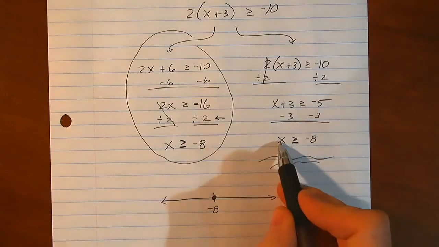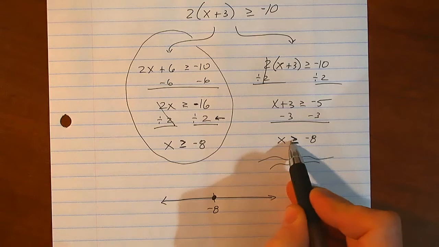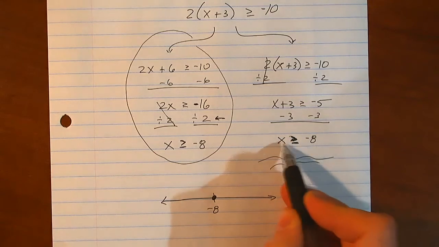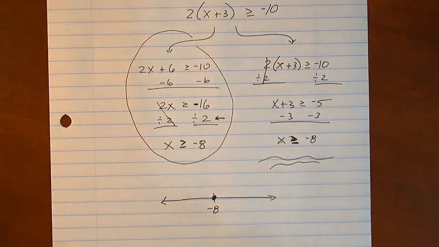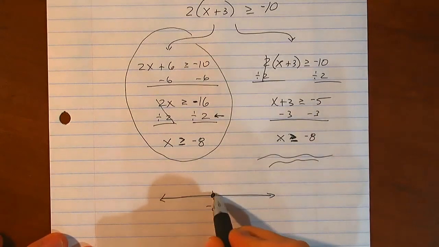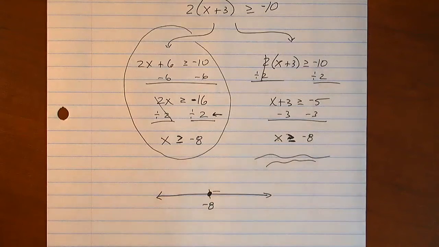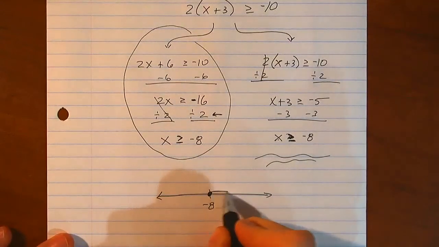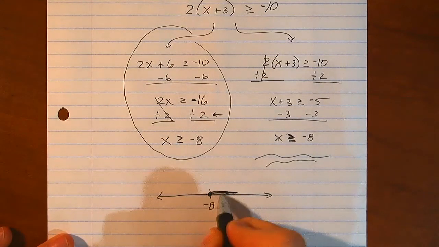And now this is telling me that x is bigger. Remember, Pac-Man eats the big ghost. It's bigger than negative 8. So any number bigger than negative 8 works. Well, big numbers, sorry about that, go this way. This is the way big numbers go.